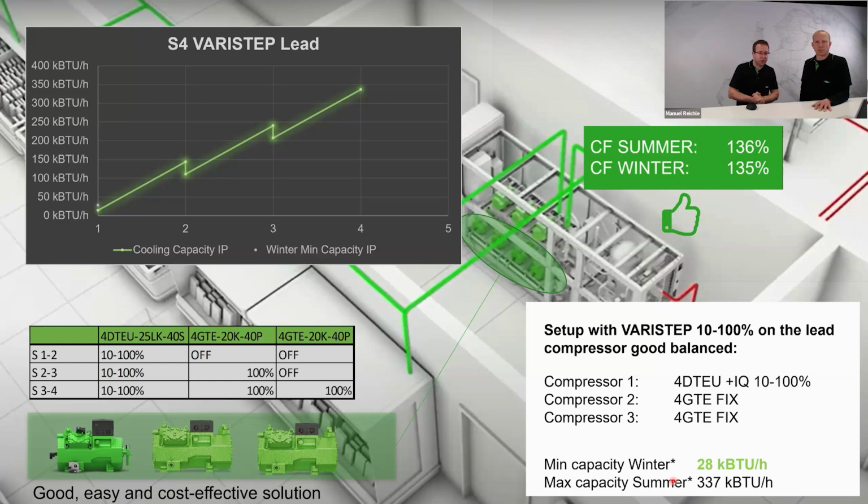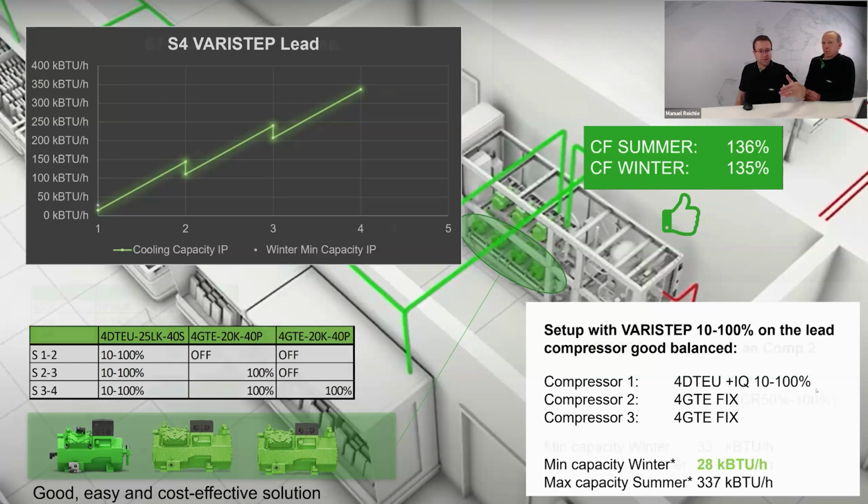In this example, it is not the most perfect example, but it's the easiest execution with 3 compressors. So 10 to 100% with a 4 DTEU, or you can also use a DTE. The DTEU is the LSPM configuration for higher efficiency. And then you can gear up with the GTEs easily, and you don't have any areas of no coverage. It is perfectly running by only having 3 compressors installed.